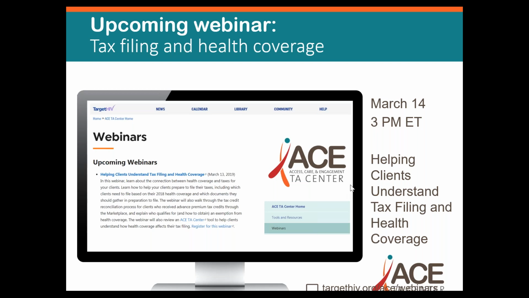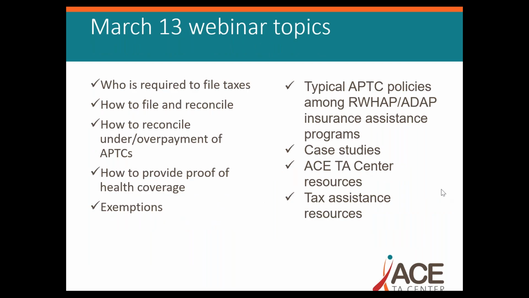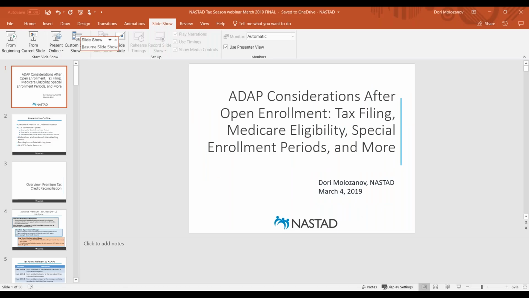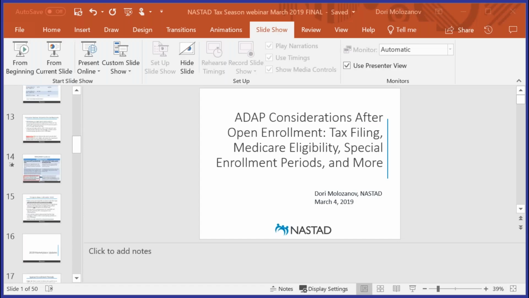During the webinar, we are going to be covering a number of topics. On the next slide, you'll see that we are going to be talking about everything from who is required to file taxes, to how you actually go through the process of filing and reconciling, how to deal with any instances of under or overpayments of APTCs, exemptions, how to provide proof of health coverage, and then some typical policies around APTCs among ADAP and Ryan White insurance programs, and then doing some case studies and walking through some resources. NASTAD is going to join, Dory's going to join us on that webinar as well, and give a similar presentation to what she gave today, but really focused on an audience of case managers, really helping them prepare for what they are going to be working with clients.